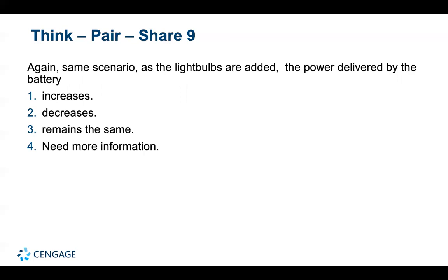Again, same scenario: as the light bulbs are added, the power delivered by the battery, and the answer is, decreases. The total power delivered by the battery is given by P total equals delta V times I, where delta V is the terminal potential difference of the battery and I is the total current supplied by the battery with a negligible internal resistance. Delta V is constant, thus with I decreasing as bulbs are added, the total delivered power decreases.